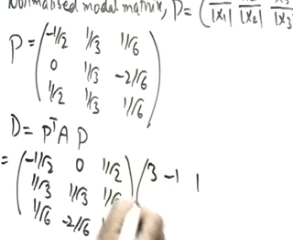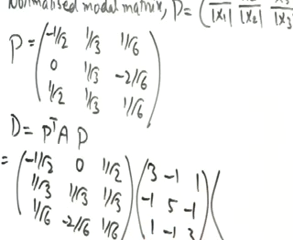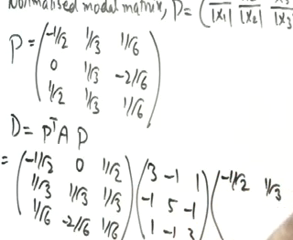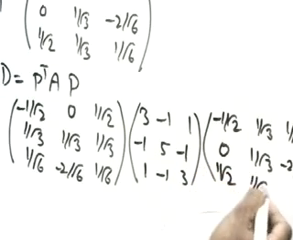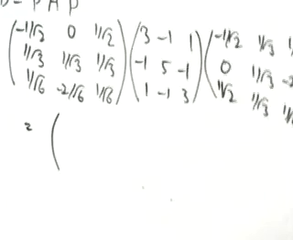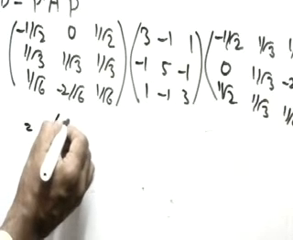So the given matrix is 3, minus 1, 1, minus 1, 5, 1, 1, 1, 3. Into P. The value of P is here: minus 1 by root 2, 1 by root 3, 1 by root 6, 0, 1 by root 3, minus 2 by root 6, and the last is 1 by root 2, 1 by root 3, 1 by root 6. So if you multiply this, we already discussed this in the previous classes, we will get the eigenvalues in the diagonal. The remaining will be 0.